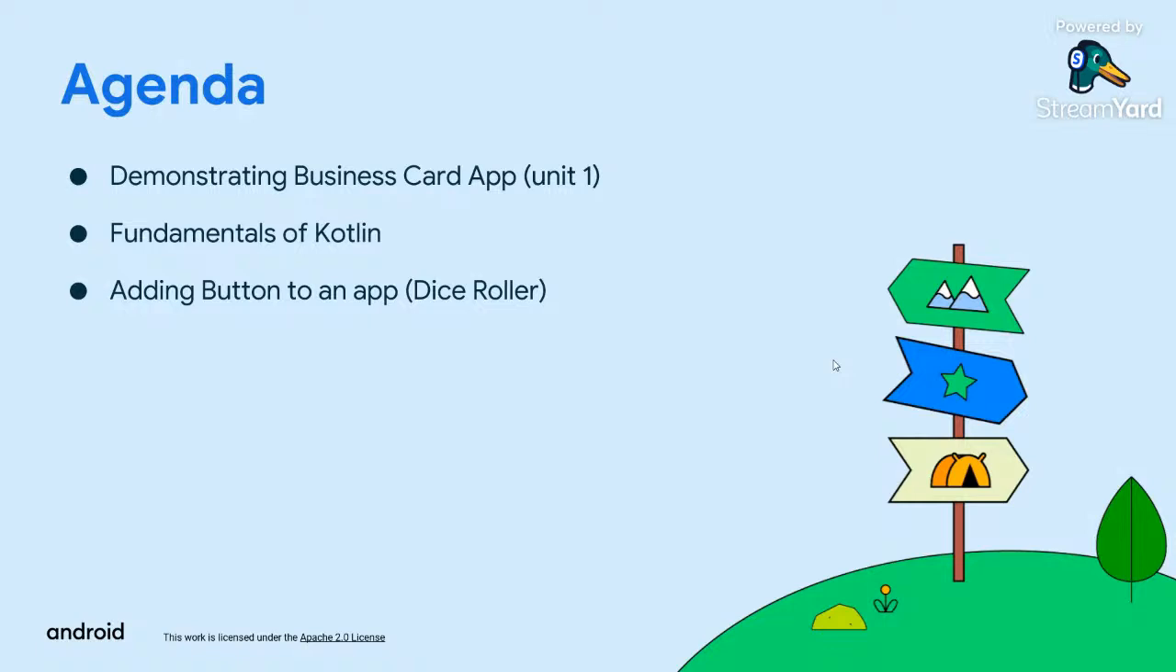So after demonstrating the business card app, we will move to the Kotlin fundamentals. In Unit 2, we will make you understand what the things of the Kotlin language are that you are going to use and learn. And after that, I will again demonstrate an application with button adding, like a dice roller. It's the first task of Unit 2, I think. So I will introduce you to that.